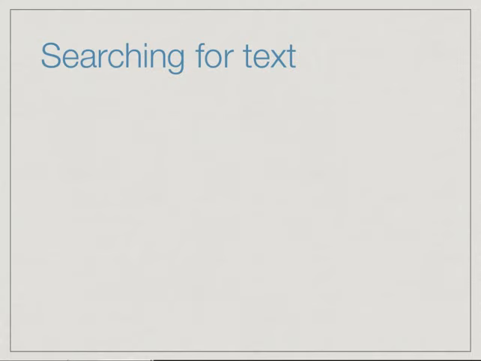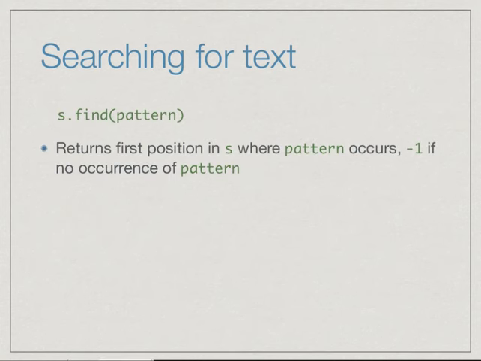The next thing that maybe I want to do is to look for text in a string. There is a basic command called find. If s is a string and pattern is another string that I'm looking for in s, then s dot find pattern will return the first position in s at which pattern occurs. The position will obviously be between 0 and the length of s minus 1. We already wrote our own implementations of this earlier. If it doesn't occur, it will give you minus 1.